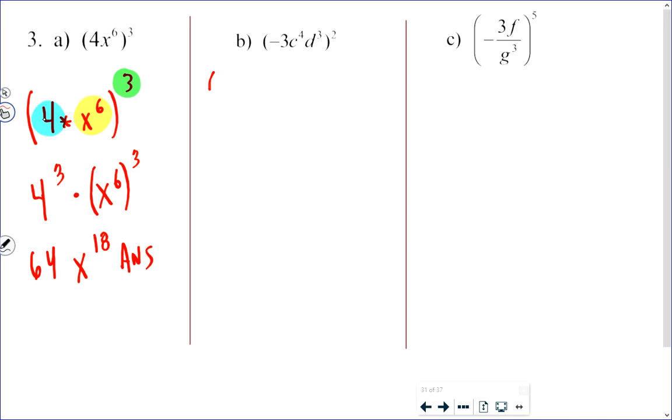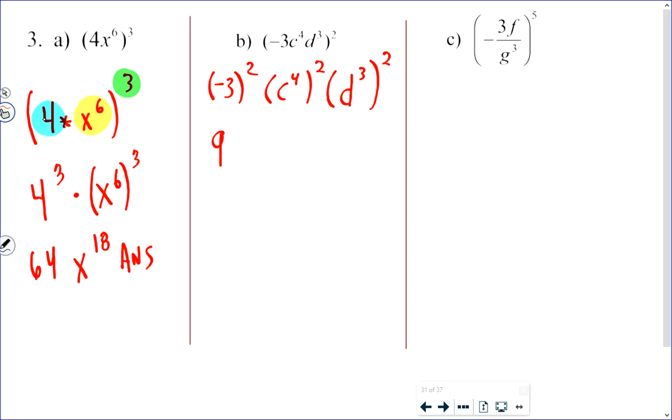We can write negative 3 raised to the 2, and notice I put that negative 3 in brackets. We can write c to the 4 in brackets raised to the 2, and we can write d to the 3 in brackets raised to the 2. Negative 3 quantity squared is positive 9. If you're going to use your calculator to figure out what negative 3 quantity squared is, well, I hope you don't have to, but if you had to, then you need to put brackets around the negative 3.